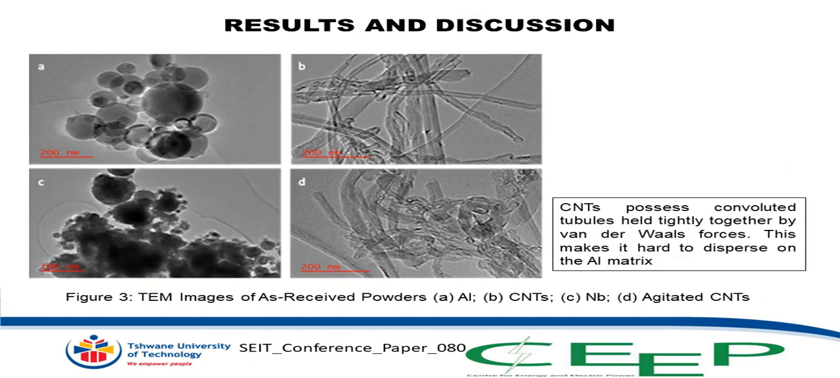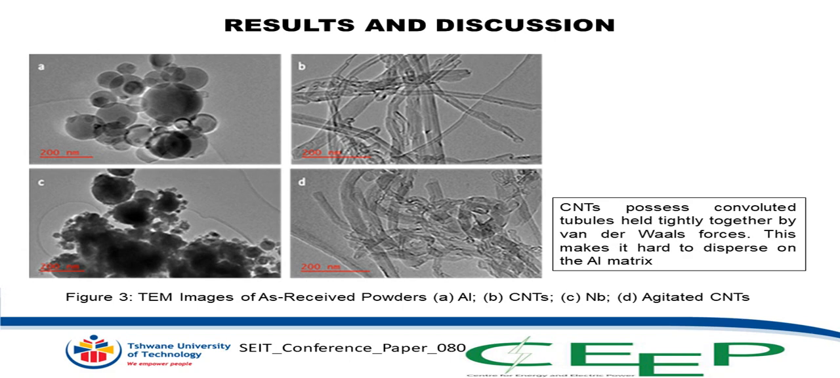Results and discussion. Figure 3 shows transmission electron microscopic images of ARPS received powders of A, aluminium, B, carbon nanotube, C, niobium, D, agitated carbon nanotube. From 3A we see that the microstructure, the grain of aluminium is spherical in shape, as well as the grains of niobium, shown in figure 3C.